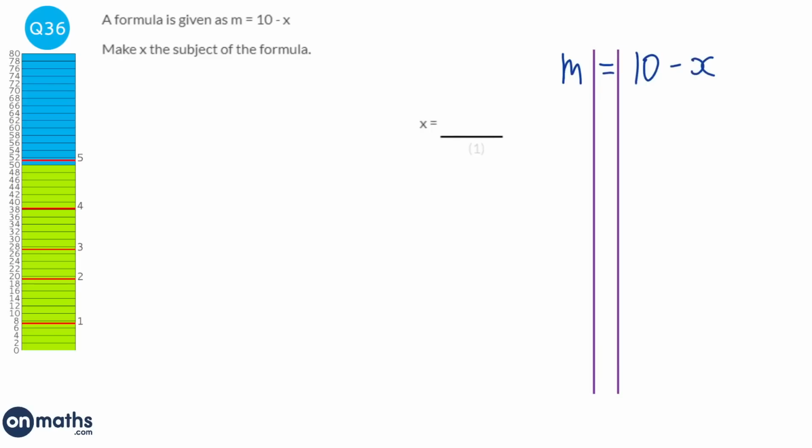Okay, so the first thing I'm going to do is try and make the x positive, because we're looking to make x the subject of the formula, which means we need it to be x equals. So what I'm going to do is just add x to both sides. So we've got x plus m equals 10. Then we want to get rid of anything on the left hand side that's not this x. So we want to get rid of this plus m. So we're going to do that by subtracting m from both sides. So we've got x equals 10 minus m. So our answer is x equals 10 minus m.